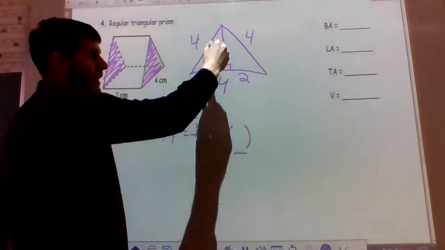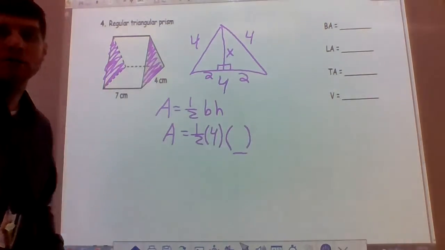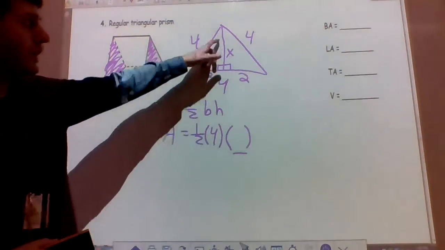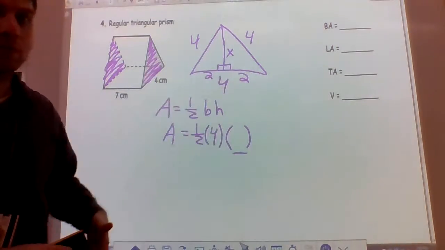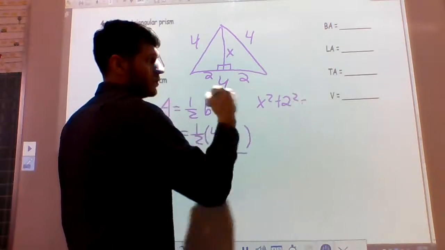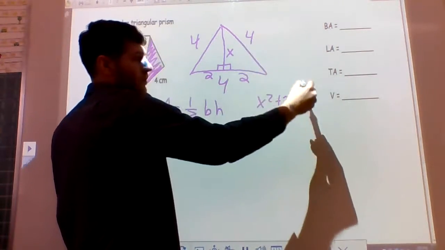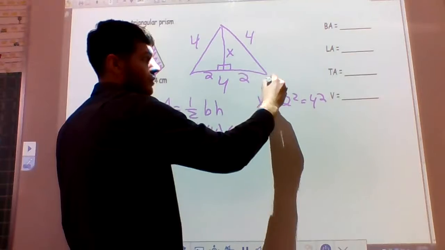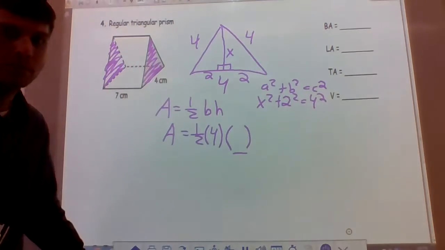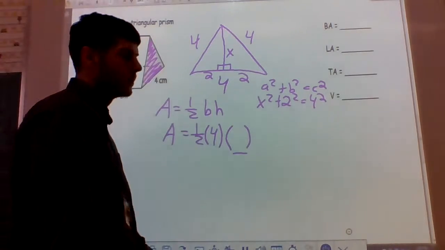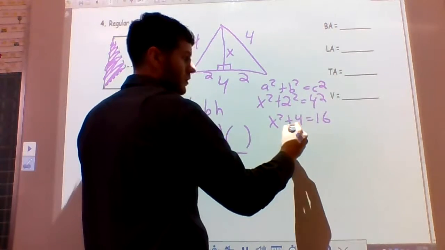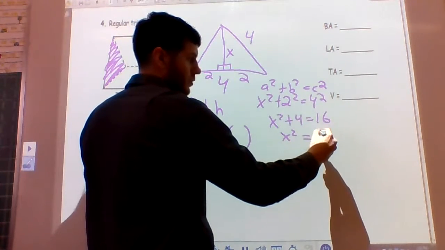So let's call the height x. Since we have right angles, we have right triangles. Since we have right triangles, we can use the Pythagorean theorem. So the 2 legs of this right triangle are x and 2. So we can do x squared plus 2 squared equals, the hypotenuse is 4, so that's 4 squared. So we are using a squared plus b squared equals c squared. That's x squared plus 4 equals 16. We subtract 4 from each side, we get x squared equals 12.